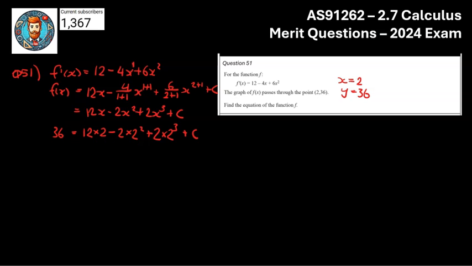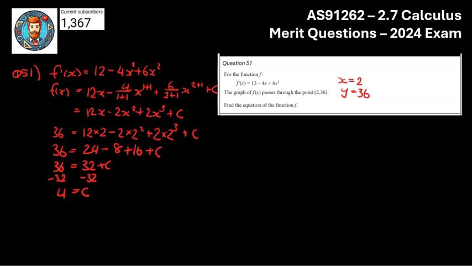I can now go ahead and evaluate what all those numbers are. So 36 will be equal to, what's that, 24 minus 8. So 2 cubed is 8 times 2 again is 16, so plus 16 plus c. Let's calculate what all this comes to. So 24 minus 8 is 16, plus another 16 is 32. So we've got 36 is equal to 32 plus c. I'm going to move that 32 over to the other side. So subtract 32 from both sides, so c is equal to 4.